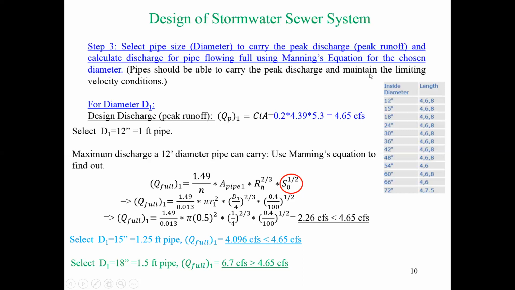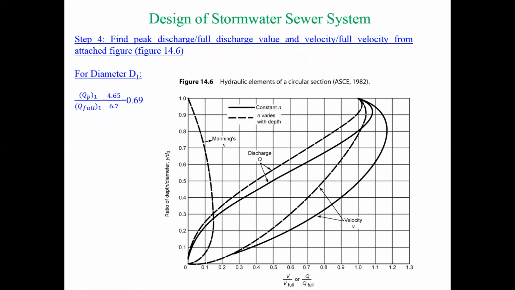Now the second part, we have to check what will be the velocity inside this pipe. For that one, we will use this chart. You already know this chart. We used that for circular cross sections with uniform flow. Again here we have uniform flow and the cross section is circular, so we can use that one.